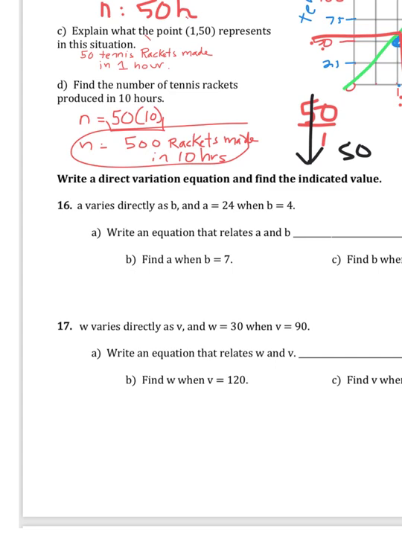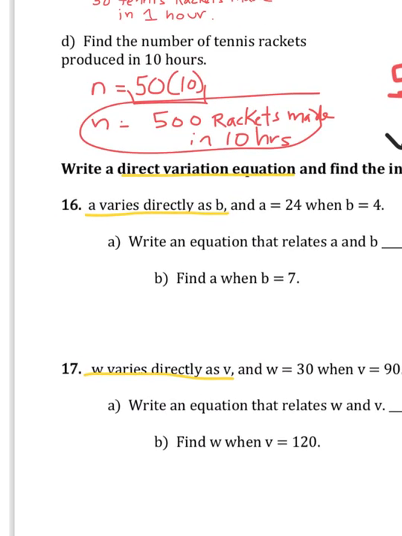Okay, so now these ones have direct variation equation. So write that and solve. Okay, so A varies directly as B. W varies directly as V. You guys know what to do in this. We've been doing this. So we just go right in order. A over B equals K. And it tells us A and B. So 24 over 4 equals K. And if I divide that, that's going to give me 6. So the constant is 6.